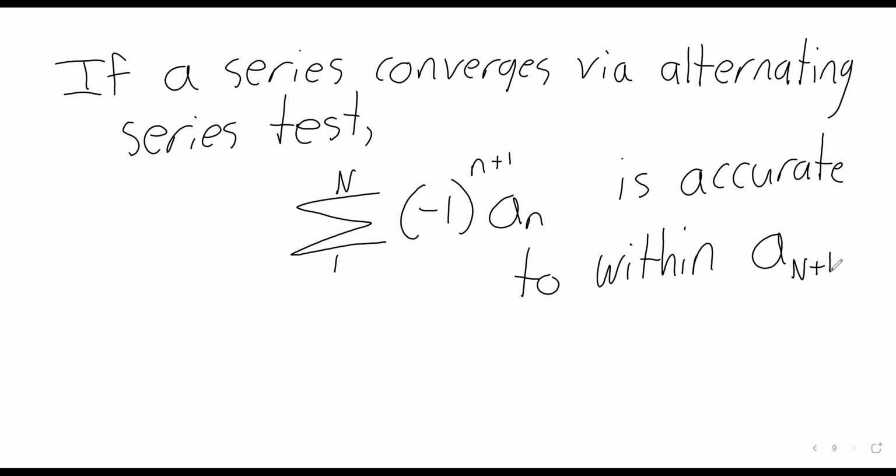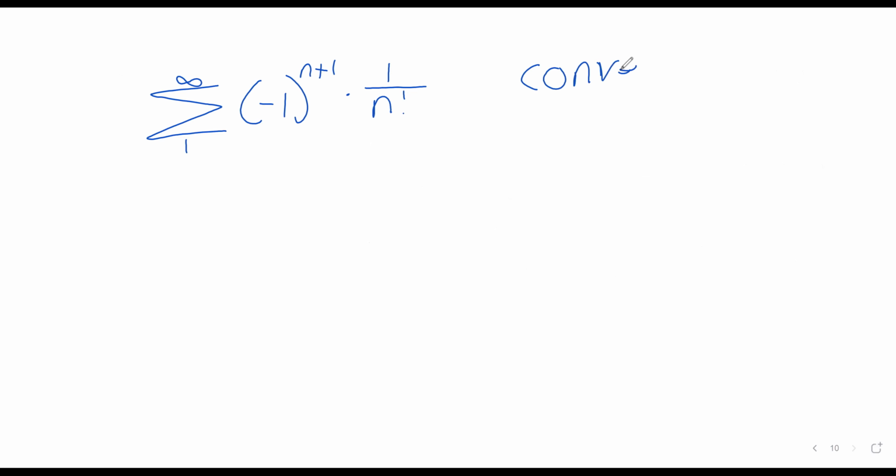Let's make this less inscrutable by doing an example, because this really isn't saying anything hard. All of this stuff just needs an example or two to make it clear. Let's say we're looking at the sum from 1 to infinity of (-1)^(n+1) times 1 over n factorial. We did this example and we found that it converges via the alternating series test.